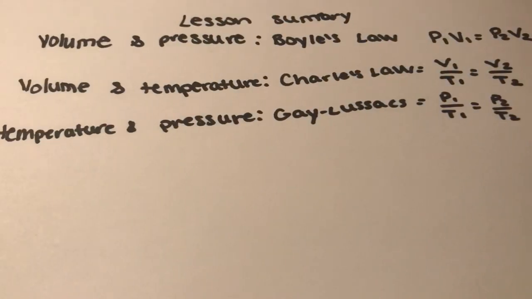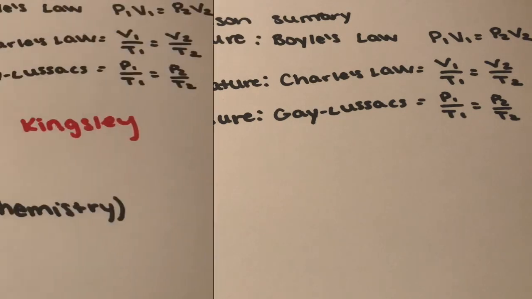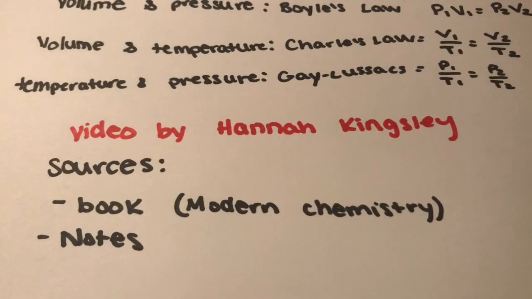As a recap, volume and pressure demonstrate Boyle's law, which is P1 V1 equals P2 V2. Volume and temperature demonstrate Charles' law, which is V1 over T1 equals V2 over T2. And lastly, temperature and pressure is Gay-Lussac's law, which would be P1 over T1 equals P2 over T2. In conclusion, volume, pressure, and temperature of a gas are related and can be demonstrated through laws and mathematical equations.